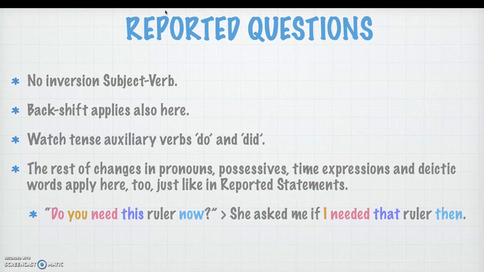She asked me if I needed. So the present simple becomes a past simple because there is backshift. The auxiliary verb disappears and we place the subject before the verb. If I needed, and then the rest of changes, this becomes that, and now becomes then. So, do you need this ruler now? She asked me if I needed that ruler then.